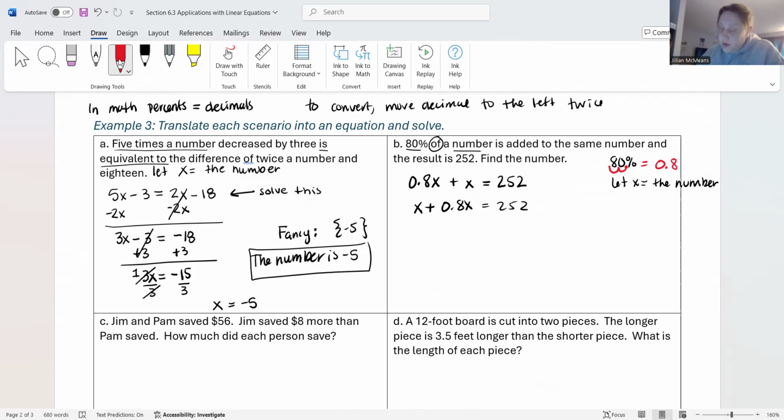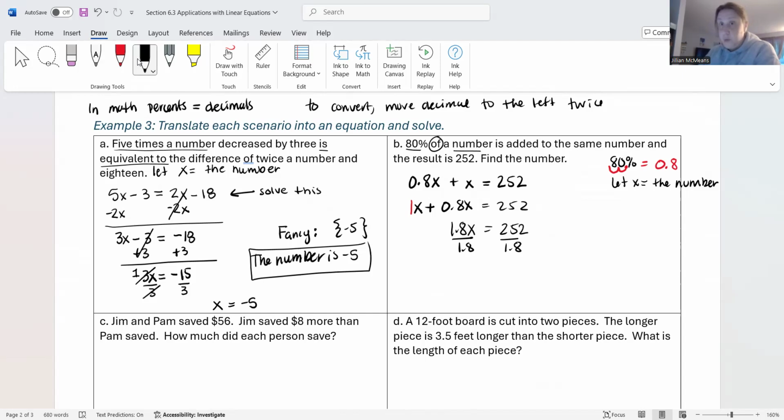You have to remember that when you have just a plain old x, there's technically a 1 there, so that's really 1x. So 1x plus 0.8x is 1.8x, and then that equals 252. Okay. And then in order to solve this, we're good. We've got the single variable term on the left, the single constant term on the right. We have one step left and we're done. All we have to do is undo the multiplication of 1.8 and x. So I divide both sides by 1.8.